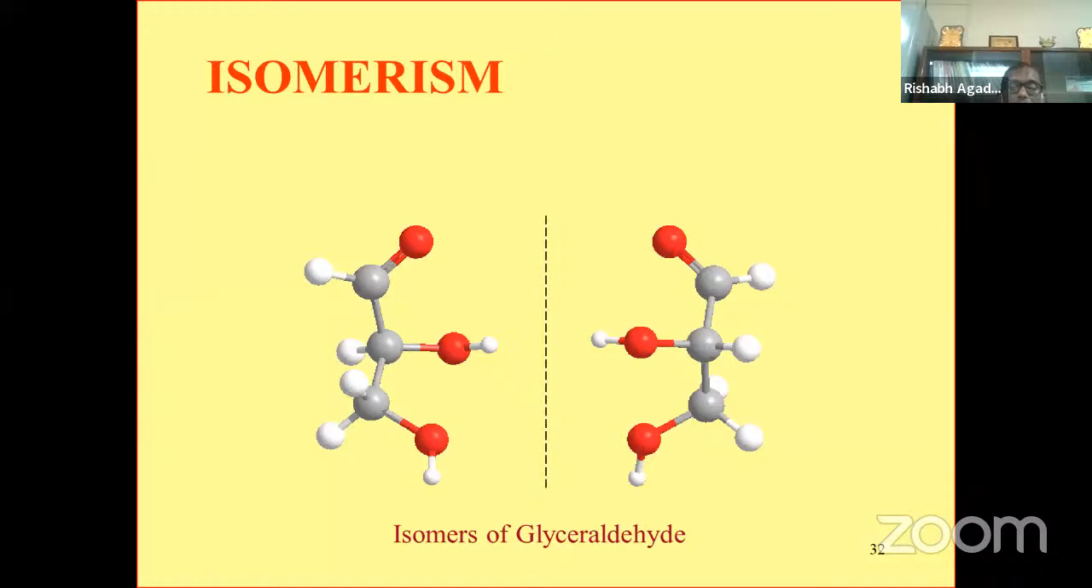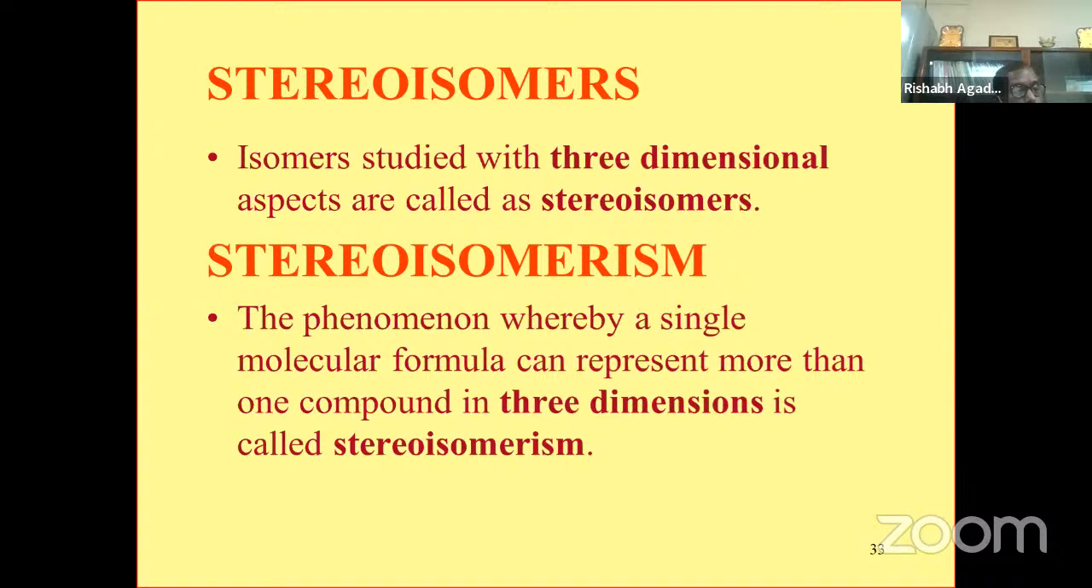Now this is the stick and ball model of your glyceraldehyde, playing a vital role in KFS, and this will also be required for stability testing. Now just prefixing the word stereo to isomers, they will be called stereoisomers. And isomers studied with three dimensional aspects will be called stereoisomerism. In that case, the phenomenon whereby a single molecular formula can represent more than one compound in three dimensions will be called stereoisomerism. So that simple: we have started with isomer, then isomers, then stereoisomers, and the phenomenon will be called stereoisomerism. These are simple things, and they will be required for the stability testing of your pharmaceuticals as well as your herbal preparations. Without that, we can't have the stability testing of any molecule.